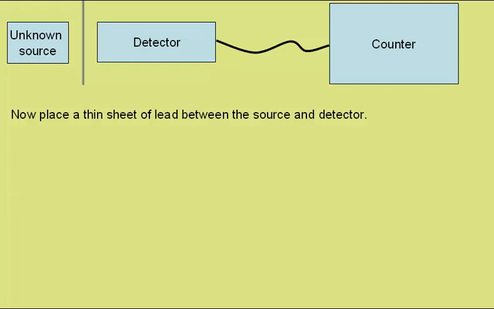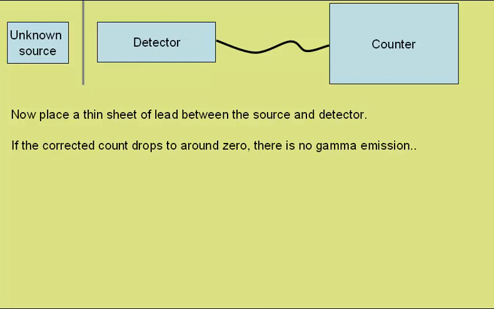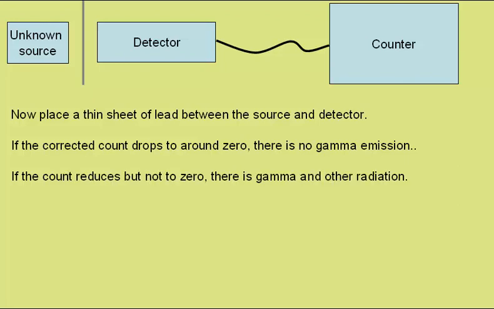Next, we place a thin sheet of lead between the source and the detector. If the corrected count drops to around 0, this means there is no gamma emission present, as it would be able to pass through the lead. If the count reduces but not to 0, there is gamma radiation and some other radiation present. If the count is hardly affected, the source is emitting purely gamma radiation.